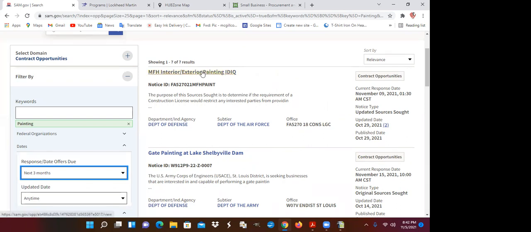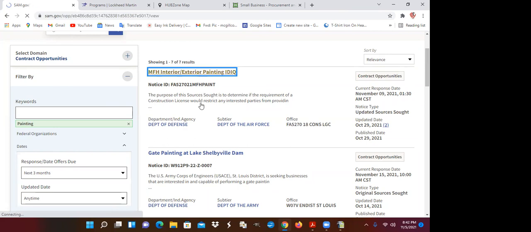But this is exterior painting. This was the Department of Defense. So the Air Force has this. So this may be on the base or whatever. But let me click on this.